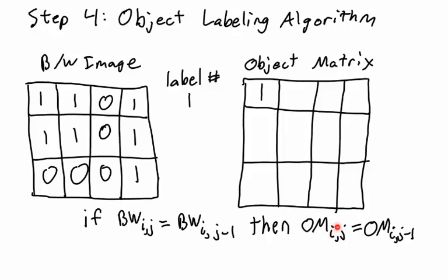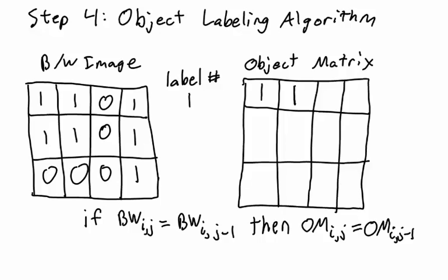Another way to say this is that if the black-white image value in the current pixel is the same as the black-white image value in the last pixel, or the pixel to the left, then the object matrix value should be the same. So in this case, the black-white image value in the pixel to the left is 1, and the black-white image pixel value in the current pixel is also 1, and so the label should be the same. It also gets a 1.